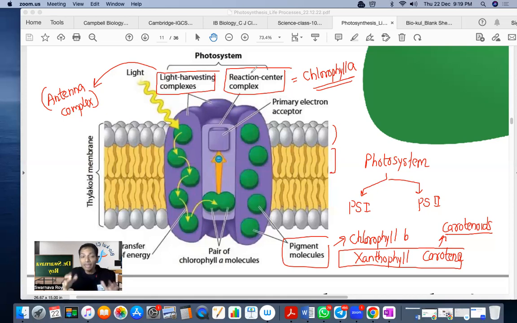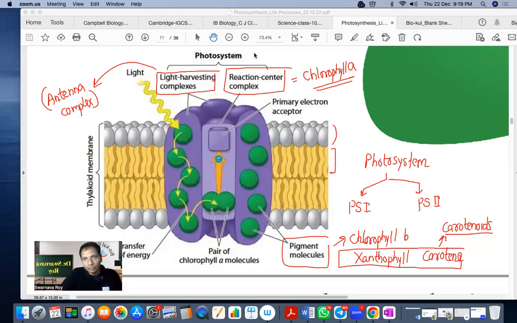The main photosynthetic pigments are chlorophyll A and chlorophyll B. We have the carotenoids, which comprise xanthophyll and carotene. We also have other versions of chlorophyll: chlorophyll C, chlorophyll D, chlorophyll E. But in higher plants, we mainly see chlorophyll A and chlorophyll B.